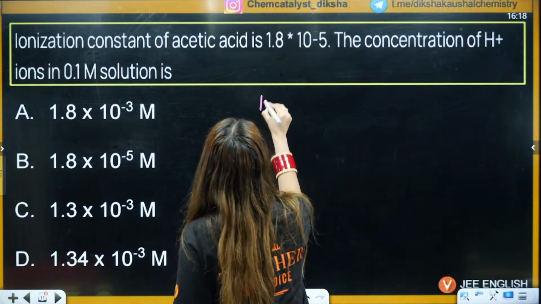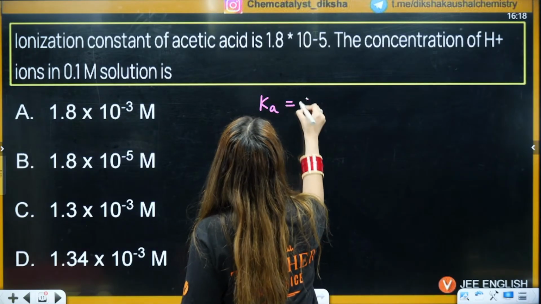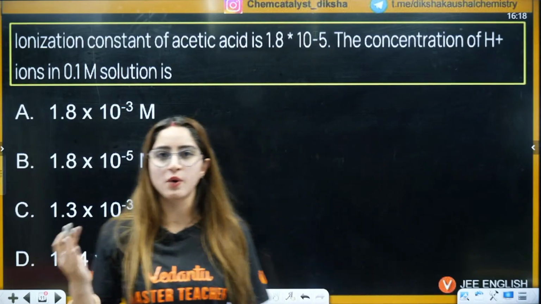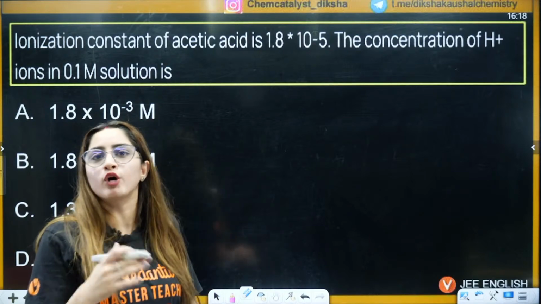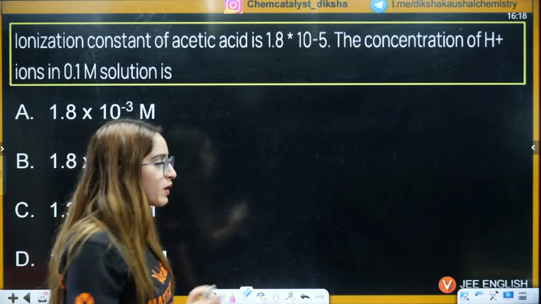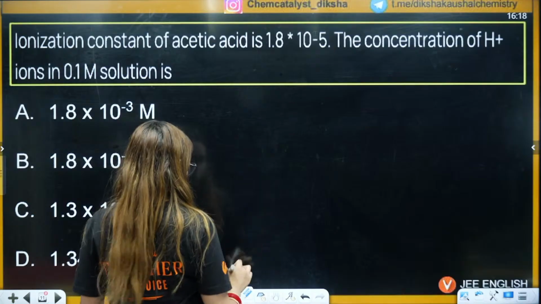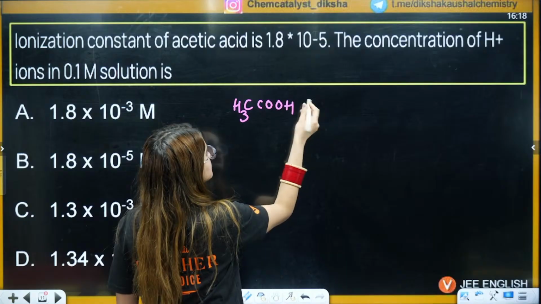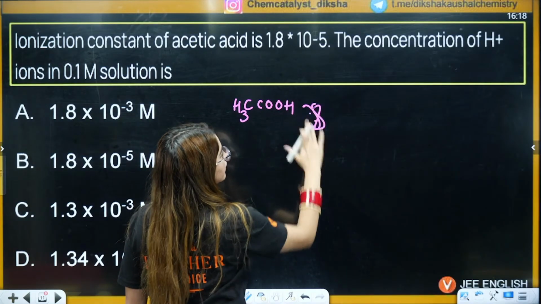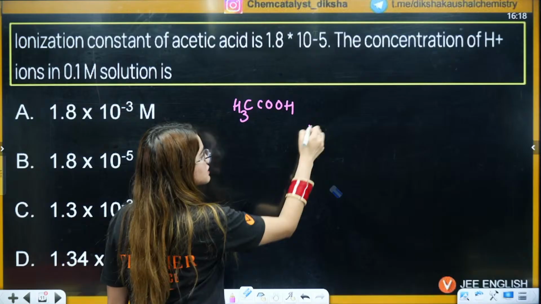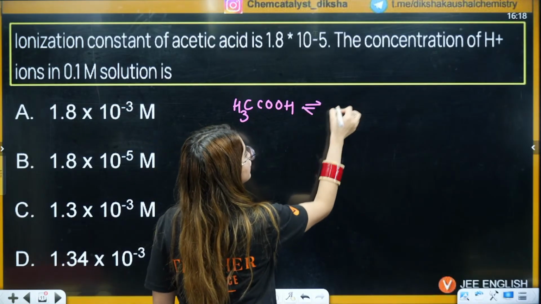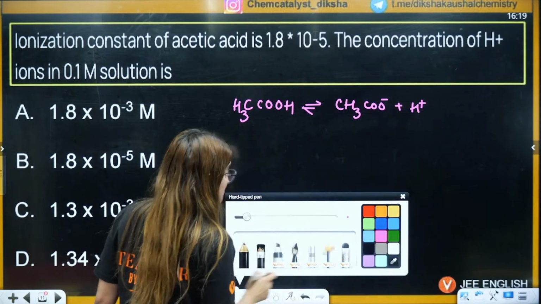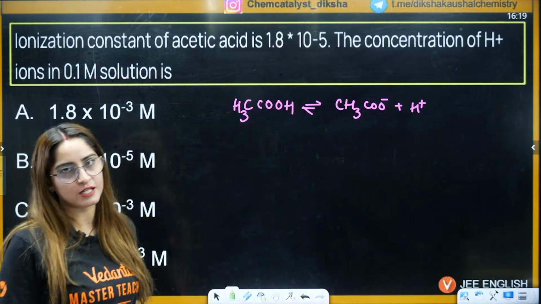If you talk about acetic acid, we know that Ka is equal to C alpha square. Now ma'am, how can you say that Ka is equal to C alpha square? First thing is, when you have a monoprotic acid, then Ka is equal to C alpha square, right? But still, if you want the full detail, it will be CH3COOH, which is a weak acid, and it will dissociate into CH3COO negative and H positive, right?